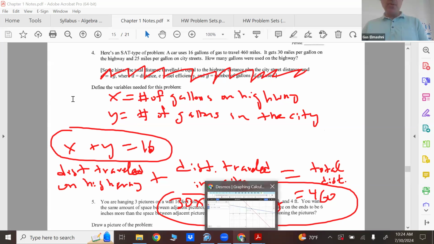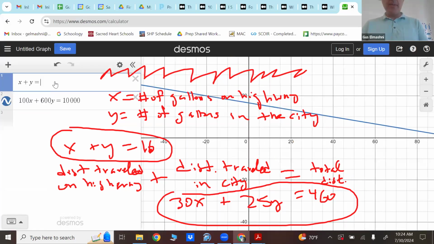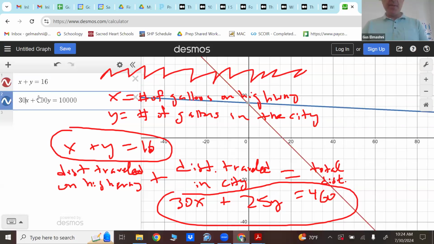I'm going to suggest using Desmos because we're going to practice solving these by hand next week. So I'm totally cool with it. I care more about the setup than anything else.